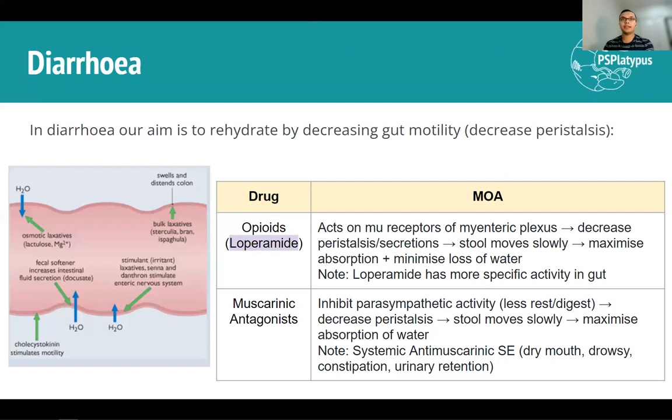You also have muscarinic antagonists. Muscarinic antagonists are going to inhibit the muscarinic receptors, and in doing so, they're going to inhibit parasympathetic activity. So you're going to have less of your rest and digest response, and that digest component means you're going to decrease peristalsis. Your stool moves more slowly, and with a similar effect, you're going to maximize water absorption and rehydrate the person. Now, you do have some unwanted side effects from here, which is that you're going to have dry mouth, drowsiness, constipation, urinary retention, all because of the systemic effects of anti-muscarinic activity, which you would have covered back in year 1.